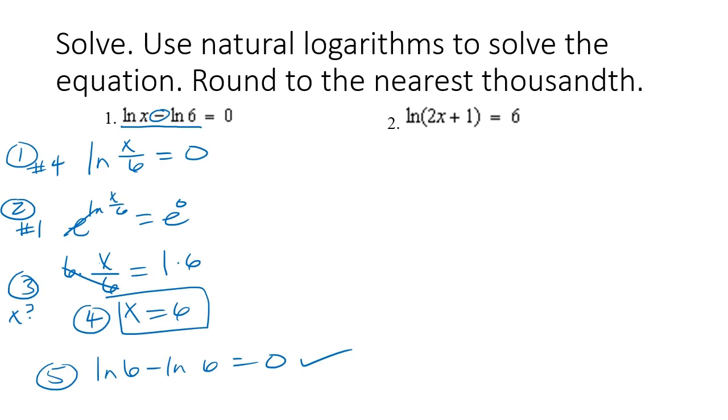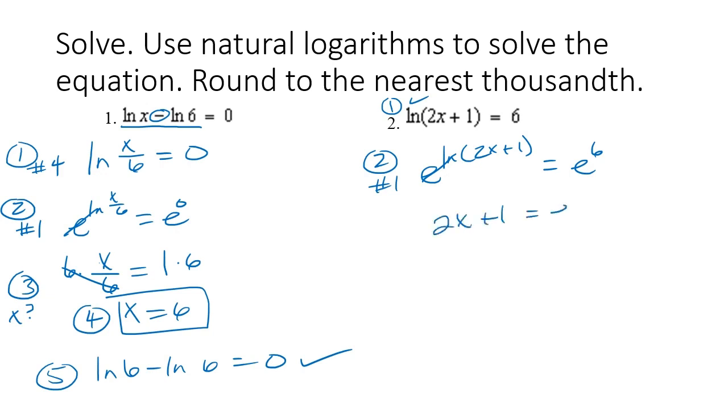Next example here, we have natural log of 2x plus 1 equals 6. The natural log of 2x plus 1 is already 1 log function on one side. So step 2, I'm going to use property number 1. That gives me e to the natural log of 2x plus 1 equals e to the 6. So my natural log is undone, and I'm left with 2x plus 1 equals e to the 6. Step 3 is to solve for x. I have to subtract 1, and I'm going to divide by 2.